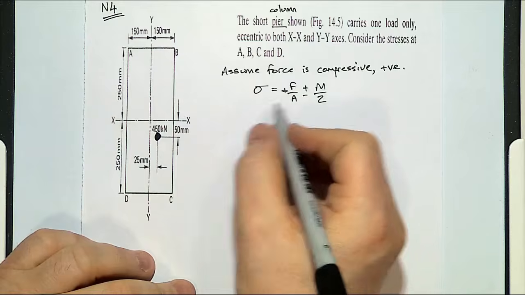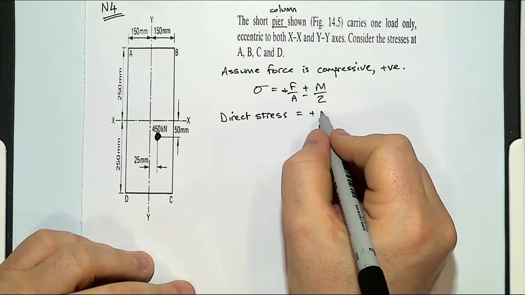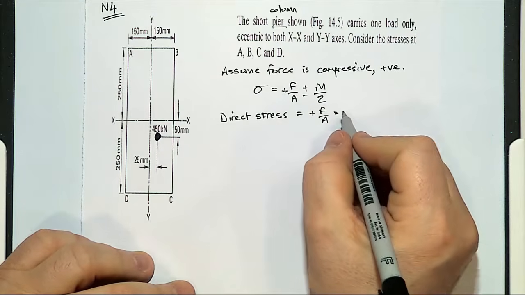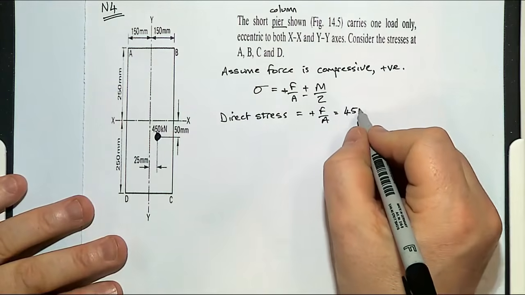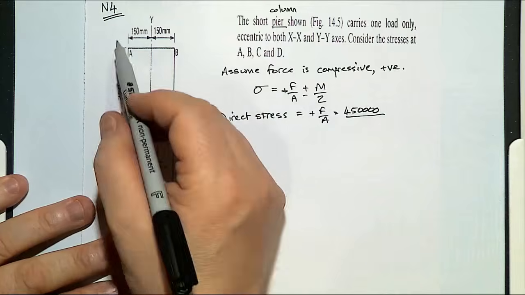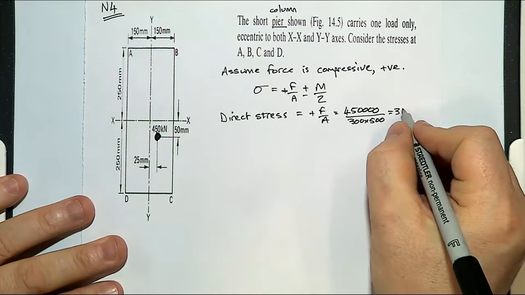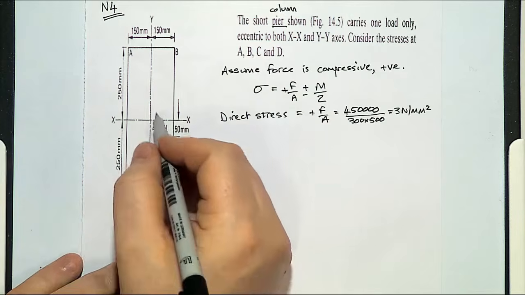So let's look at our direct stress first. The force over area. Put everything into newtons and millimeters again. Our area is 300 by 500. That gives 3 newtons per millimeter squared. Now the problem with our moment, it's about 2 axes.